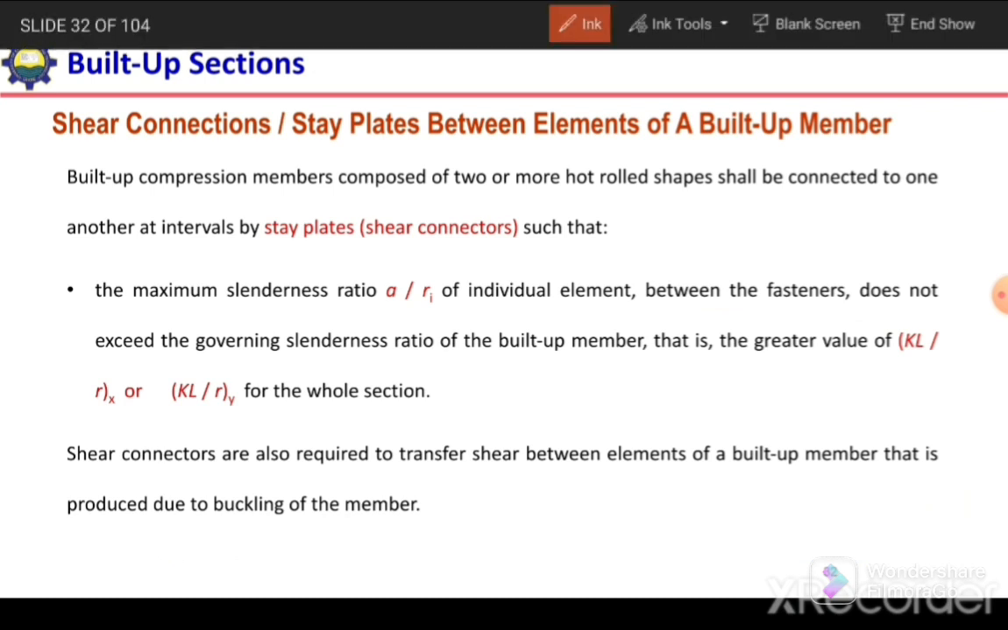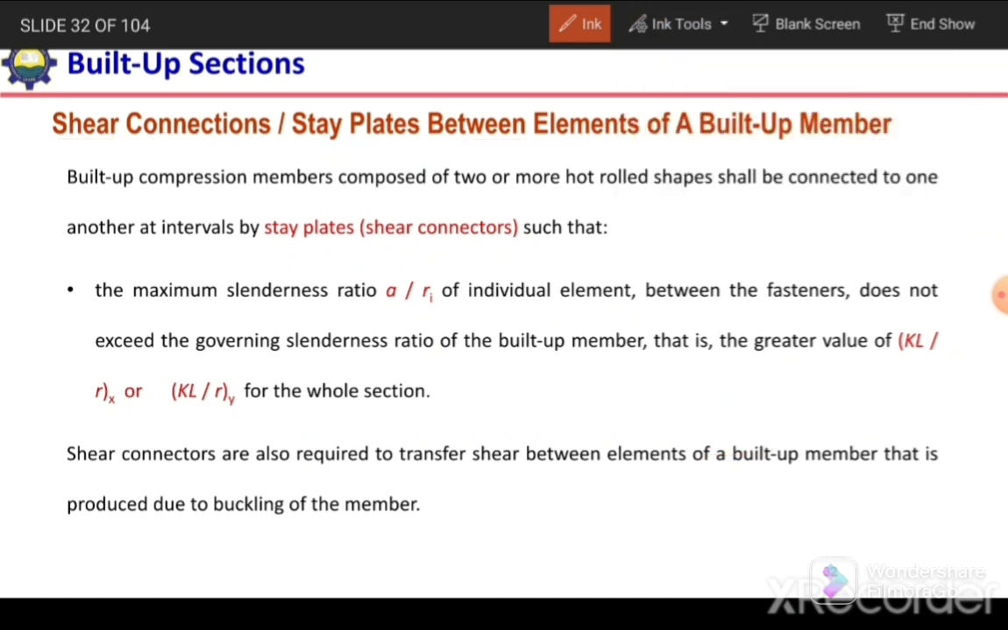So next is the built-up section, and we need to calculate the modified slenderness ratio for the built-up section. So shear connectors or stay plates are used between the elements of a built-up member. When we make a built-up section, we need to provide shear connectors or stay plates between the built-up section. For example, we have this built-up section made of two C sections, so we need to provide these stay plates, lacing or shear connectors.